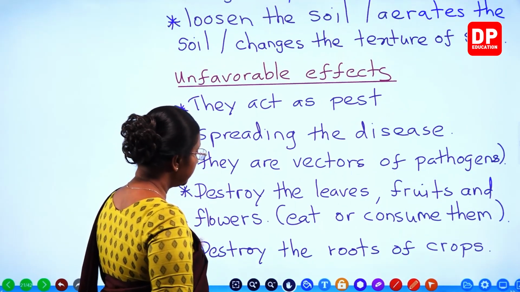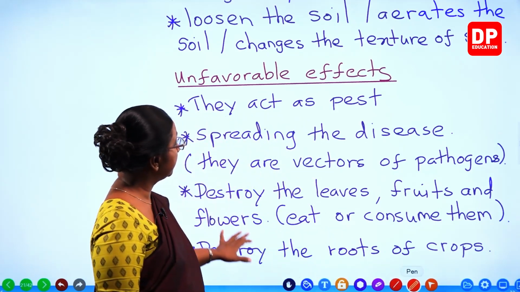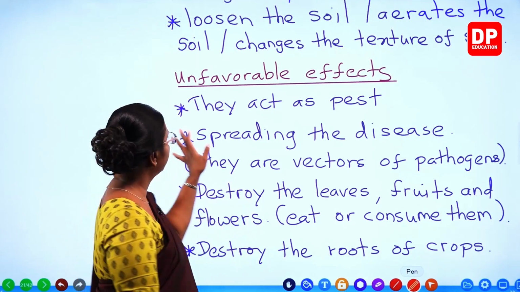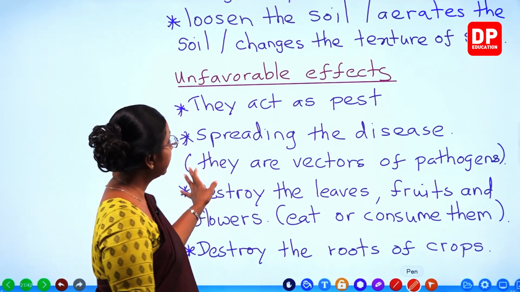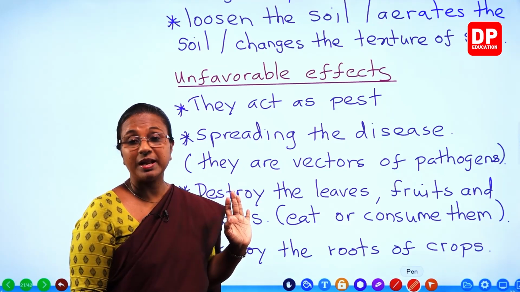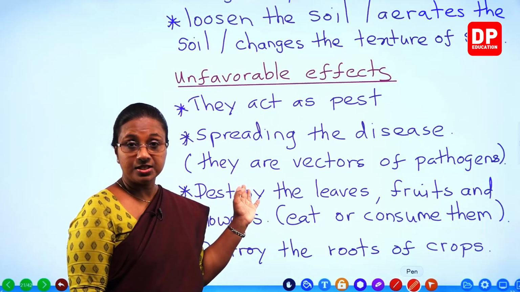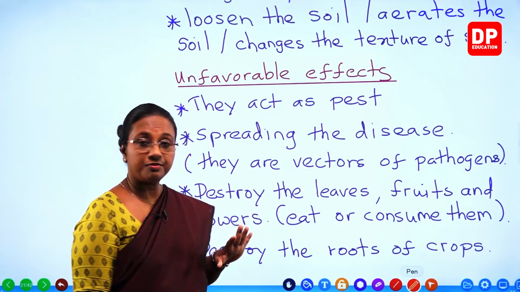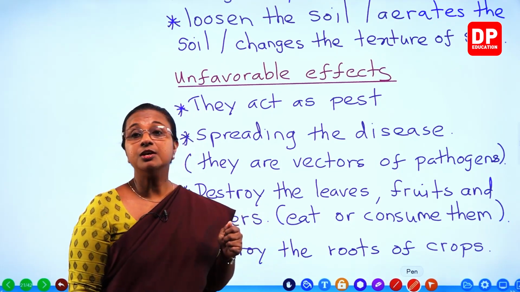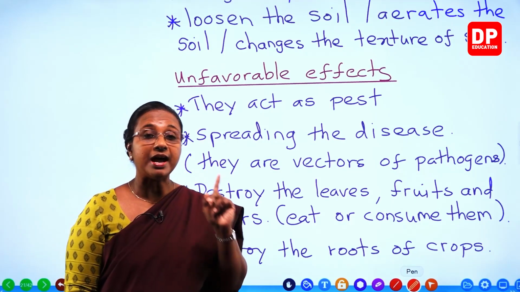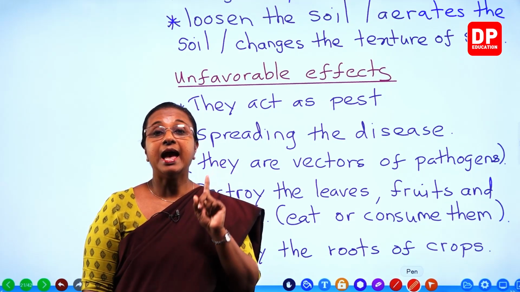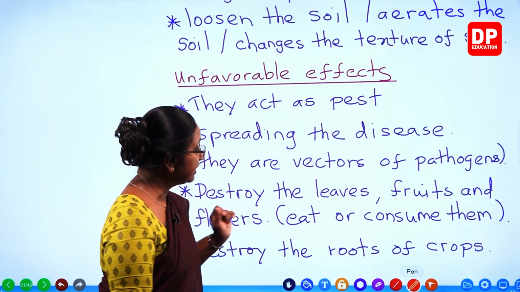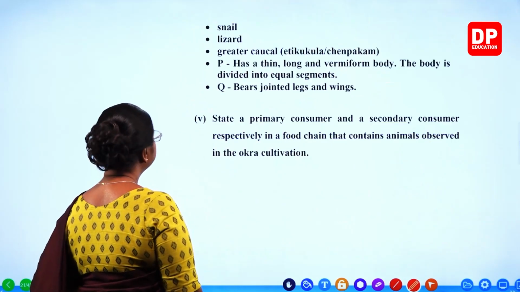So here also, students, I have written 4 different unfavorable effects. You can write any one of them. One is they act as pests. Then the other thing, they spread diseases, actually not cause, they spread the disease, and also they destroy the leaves, fruits and flowers of plants, and they destroy the roots of crops. So you can write any one favorable effect and one unfavorable effect. Is that clear, students? So with that, I'll move on to the next question.